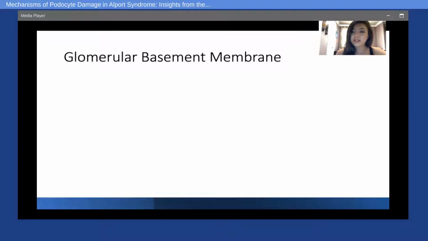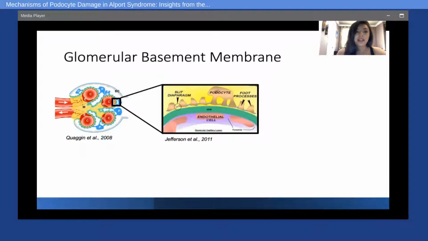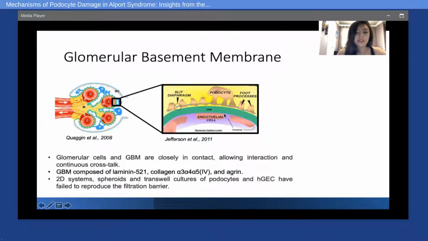The key component that allows proper blood filtration to occur is the glomerular basement membrane that is generated by the interaction between highly specialized glomerular cells, such as the podocytes, as shown above, and the endothelial cells. They deposit this particular glomerular basement membrane. Now, this deposition is created through the interaction of podocytes and endothelial cells. The GBM has extracellular matrix components, laminin 521, collagen 4 and agrin.